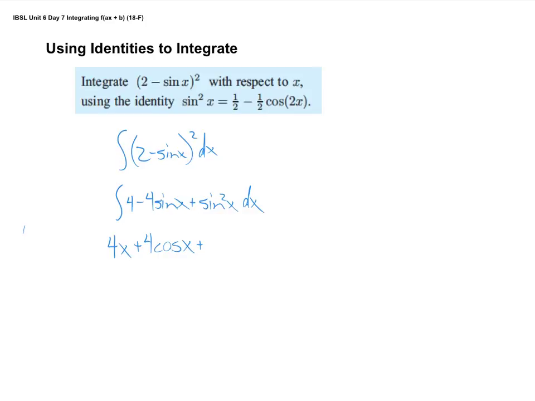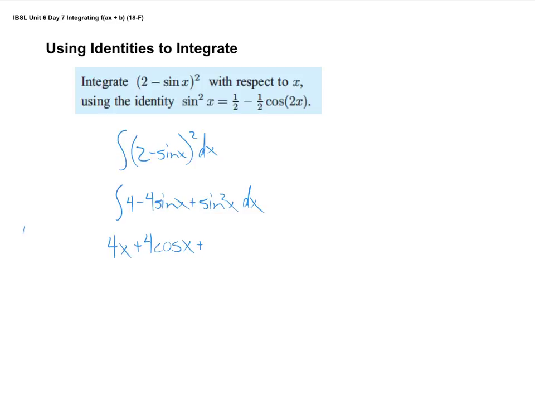So you'll notice here it says use the identity sine squared equals 1/2 minus 1/2 cosine of 2x. Now I'd say, well, how in the world do we get that? Well, in this case we're given it. And on the IB exam, this would be a perfect example of the type of thing they might do as a two-part problem. They might say, show that sine squared equals 1/2 minus 1/2 cosine of 2x, and then hence, find the integral of 2 minus sine quantity squared.